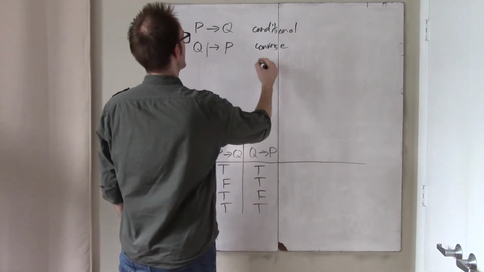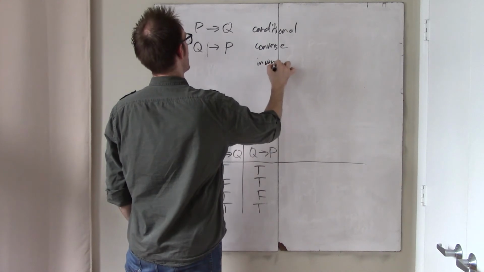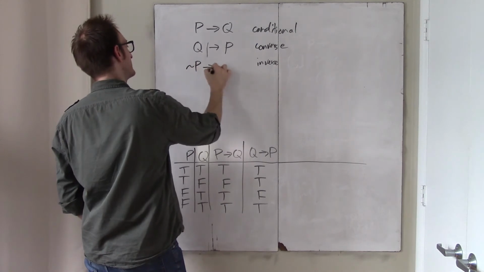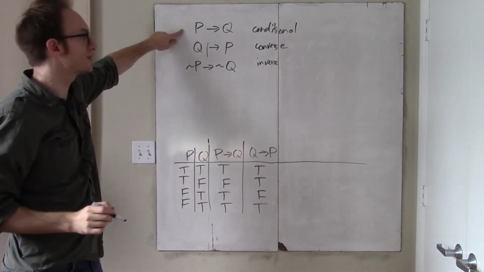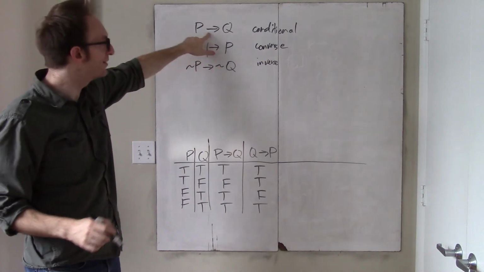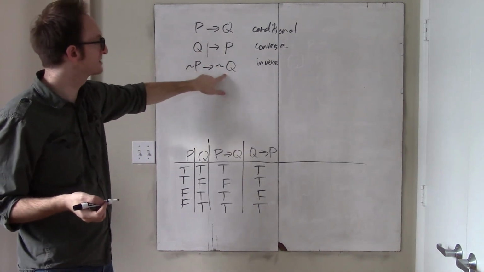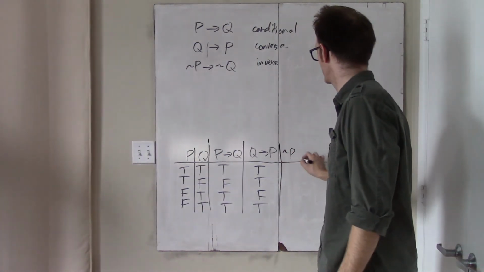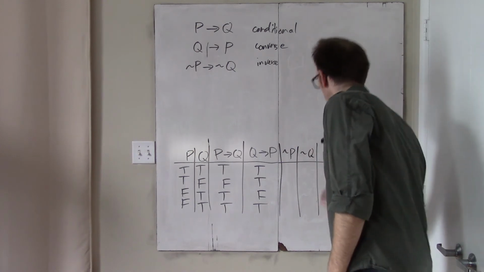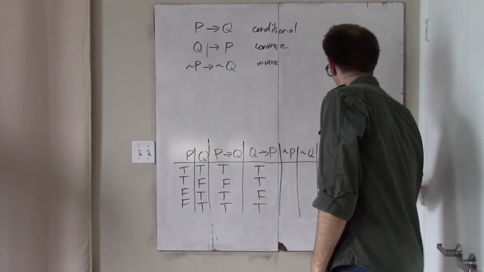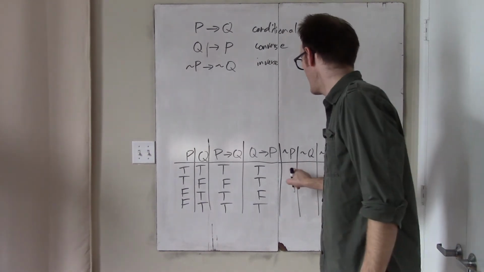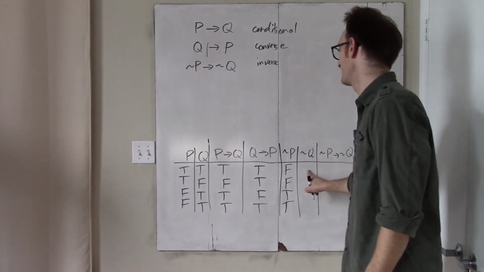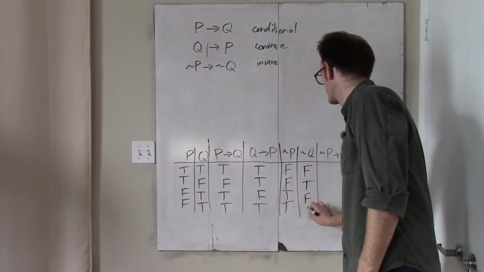There's also this thing called the inverse. This is less commonly needed, and no one really cares about it. So what is the inverse? It's not P arrow not Q. This is all in reference to a particular conditional. Q arrow P is the converse of P arrow Q. Not P arrow not Q is the inverse of P arrow Q. If we fill in the truth table for not P, not Q, not P arrow not Q, what do we have here? False, false, true, true. This is false, true, false, true.